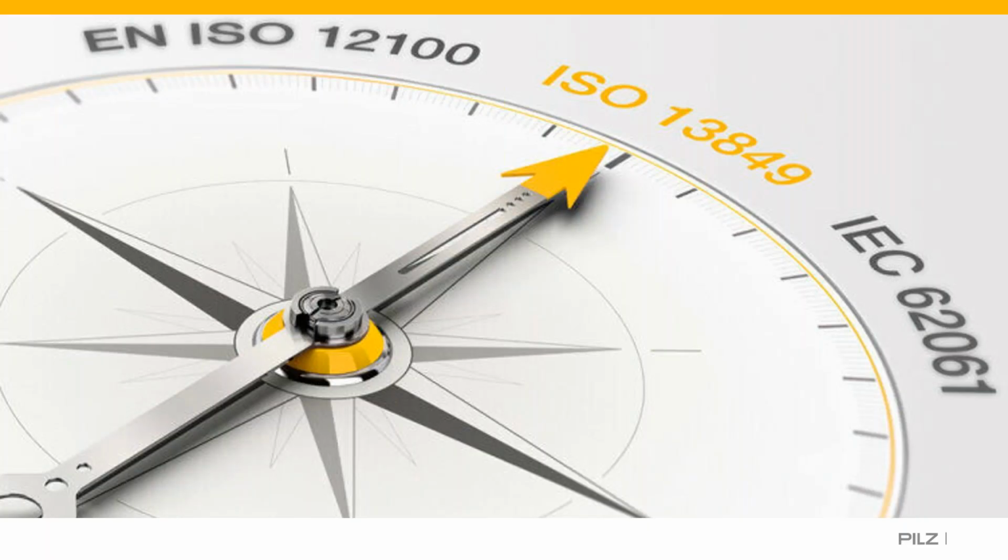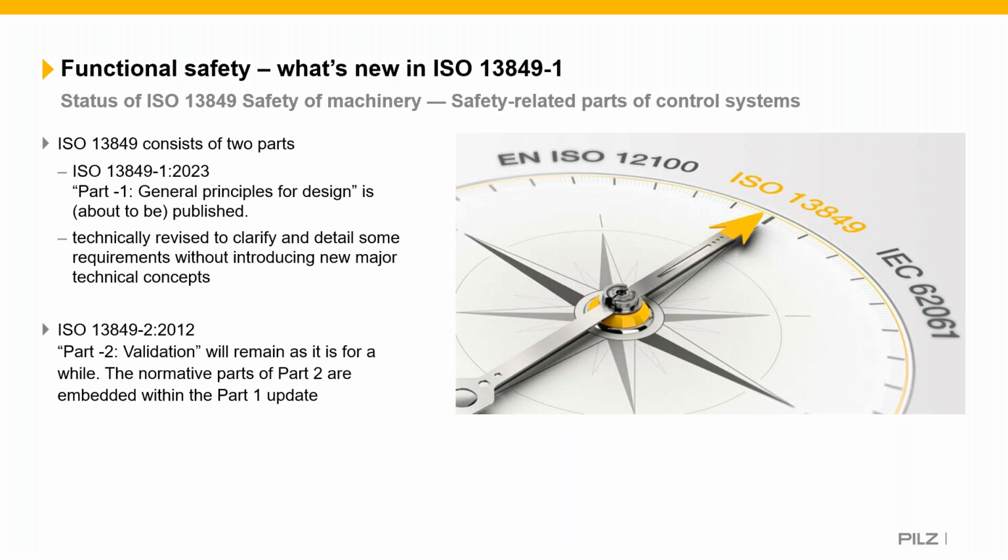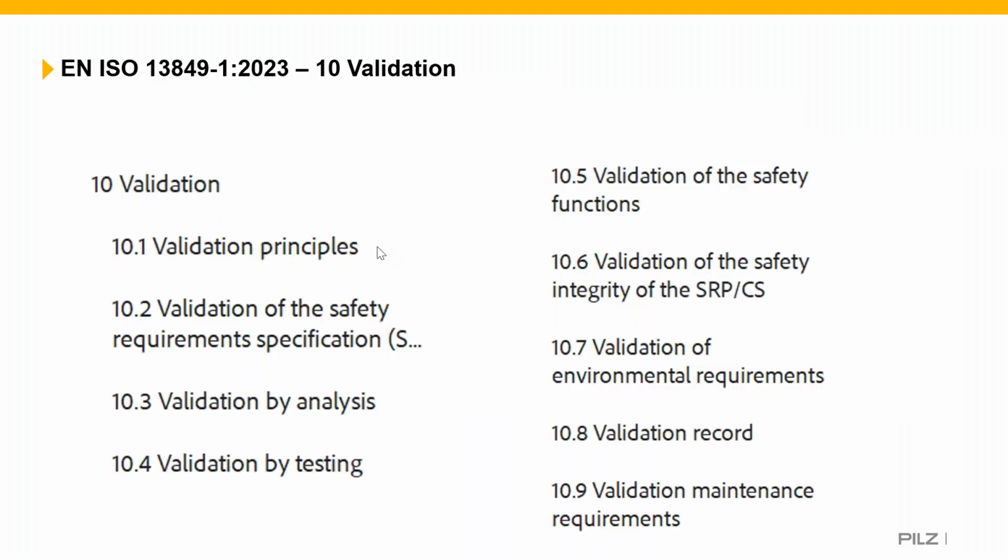So what are the changes? As we said, the validation parts of 13849 Part 2 have been put into section 10 of the new standard. So as it stands, Part 2 is as was, no changes, still relevant, still live, and you reference that for your validation. However, these sections have been taken from that standard and put into section 10.